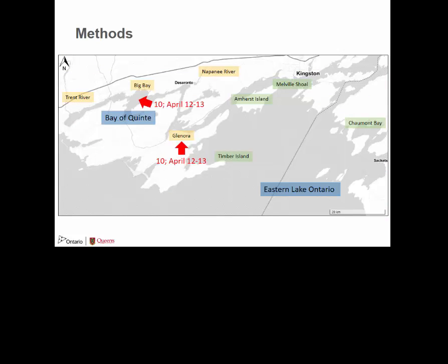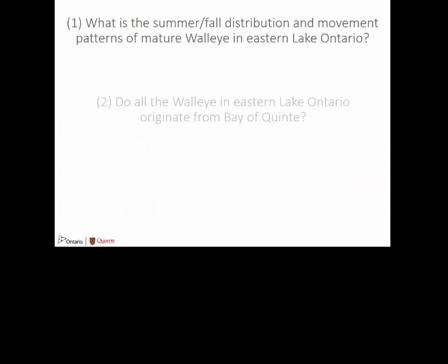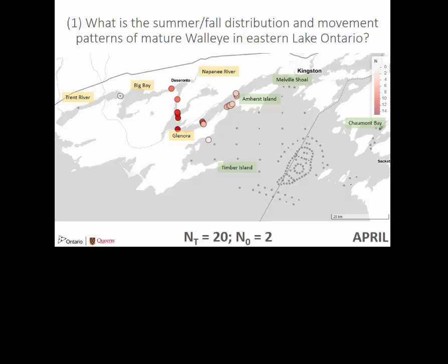Okay, so the tagging, as I said, we had some in the spring. We had 10 fish tagged in April in Big Bay, and then 10 down by Glenora. We had another 6 tagged during the spawning in May in the Trent River. We let those fish go, and then in August we tagged another 10 out around Timber Island with those chartered fishermen. For the purposes today, I'm just going to focus on some early results for that first question: what is the summer and fall distribution and movement patterns of mature walleye in eastern Lake Ontario?